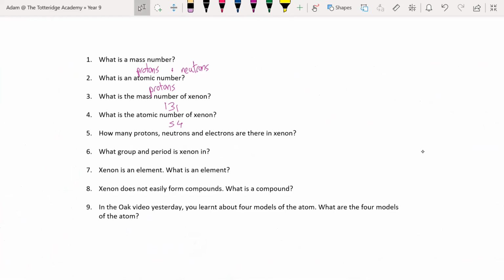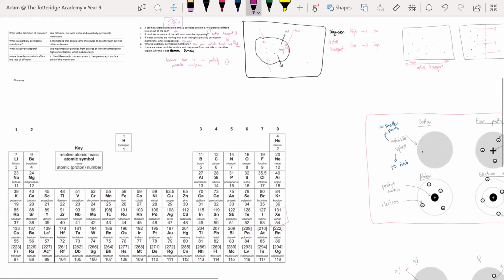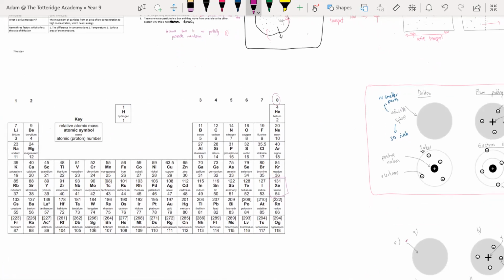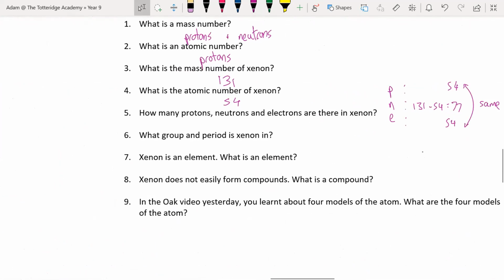How many protons, neutrons, and electrons are there? Protons was 54. Neutrons is 131 take away 54. Got my trusty calculator, so I'll just use that rather than doing it by hand where I could make a mistake, and that would give me 77. And my electrons are also going to be 54, because remember, these are always the same. What group and period is xenon in? Again, we've done this before. So it's in group 0 and period 1, 2, 3, 4, 5. So group 0, period 5.